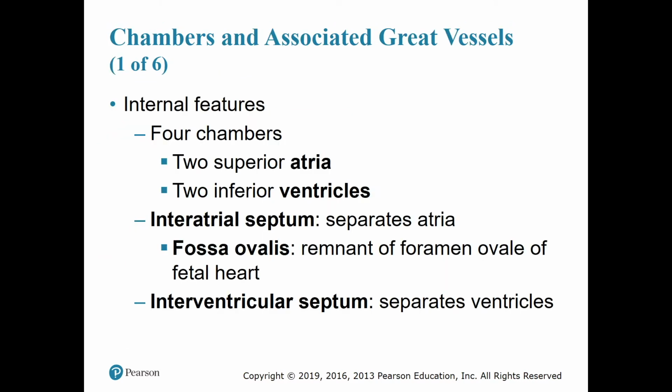Chambers and associated great vessels. The heart contains four muscular chambers, two superior atria and two inferior ventricles. The interatrial septum separates the atria. The fossa ovalis is a remnant of the foramen ovale of the fetal heart, whereas the interventricular septum separates the ventricles.